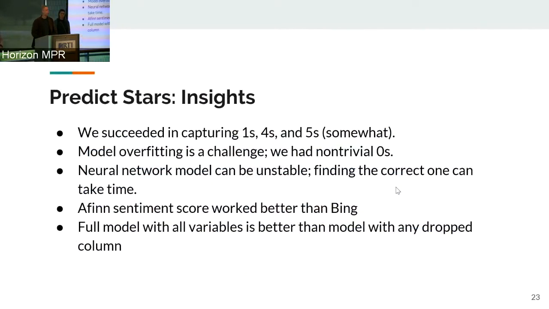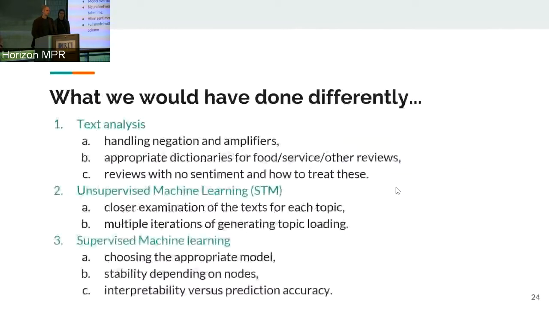The full model was better with all the variables than any dropped column, so we checked that out too. In terms of text analysis, we would have done some things differently: handling negation and amplifiers, and incorporating that. We would have done some sensitivity analysis around testing different dictionaries. And some reviews had no sentiment at all, and we weren't sure what to do with them, so we set them at a default of 0. If we had more time, we'd probably look into that a little bit more.